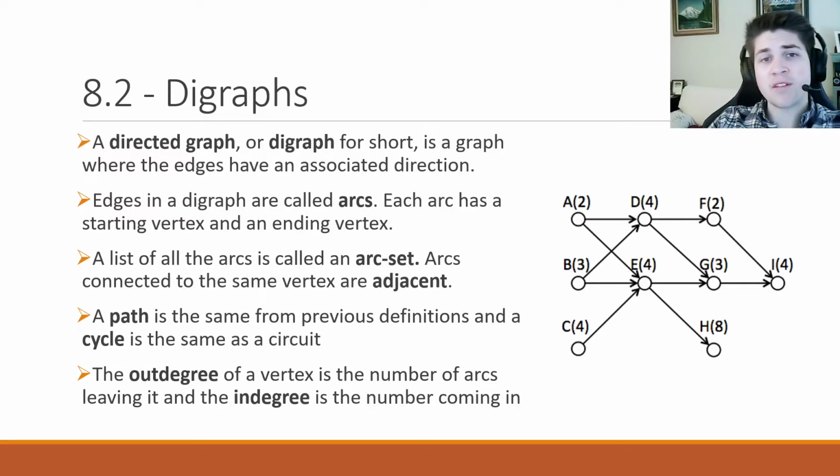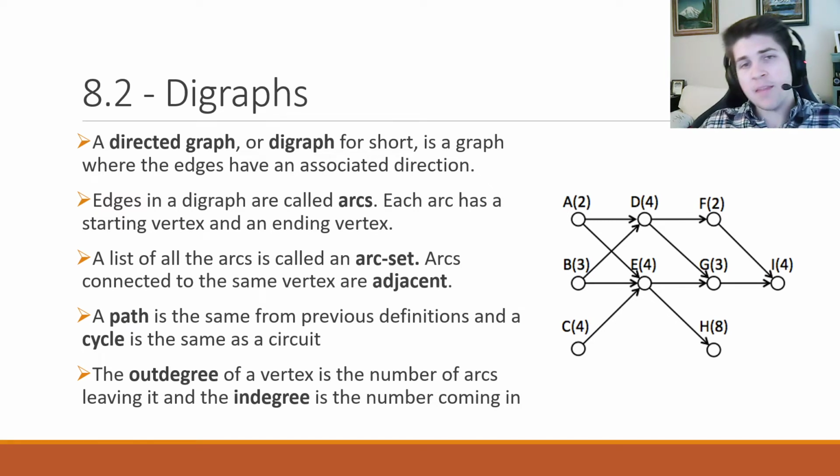8.2 is on what we call digraphs, which is short for directed graph, or more simply, it's just a graph with arrows. So in the past few chapters, we've been working on, for example, street routing problems where we build graphs to represent, say, a neighborhood where the dots were the intersections and the lines were the streets.